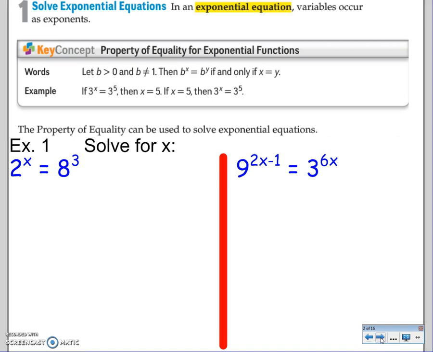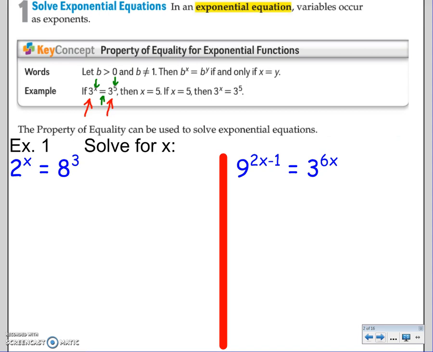So, let's look at this property of equality for exponential functions. It says if you have two of the same base, for example b, and they're equal to each other, that means their exponents are also the same. So for example, if these two bottoms are the same, 3 and 3, and they're equal to each other, then the exponents have to be the same as well. So we set x equal to 5. So 3 to the 5th equals 3 to the 5th. So basically, same bases means same exponents.